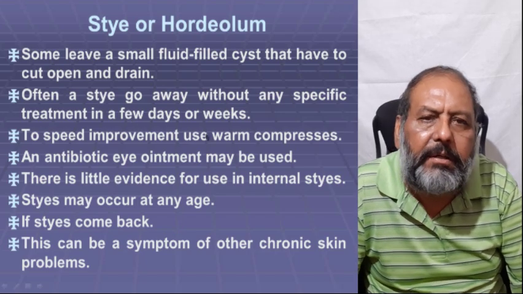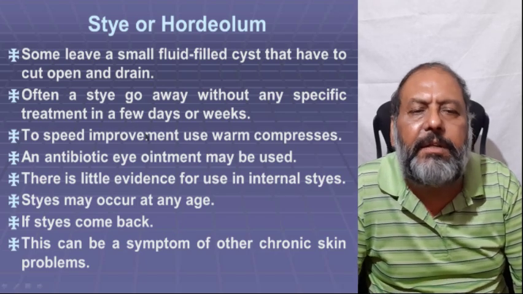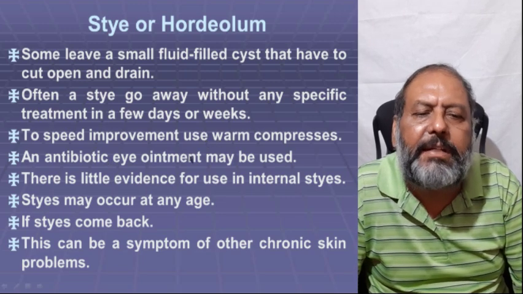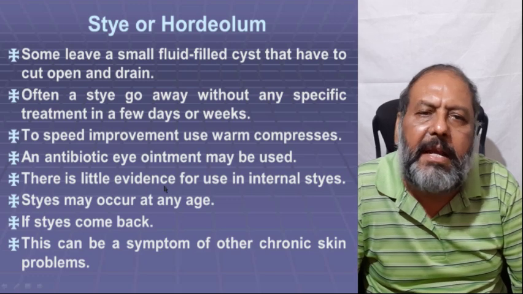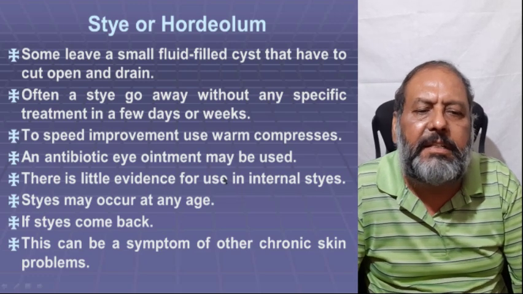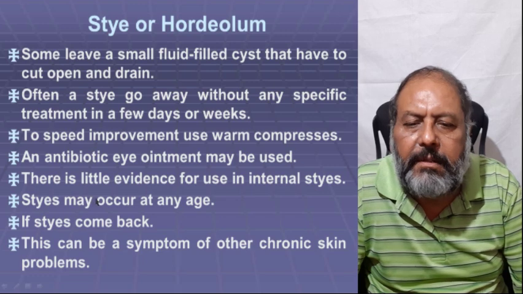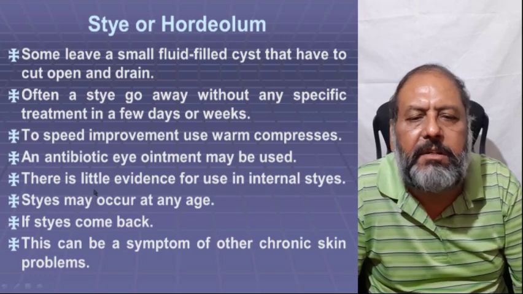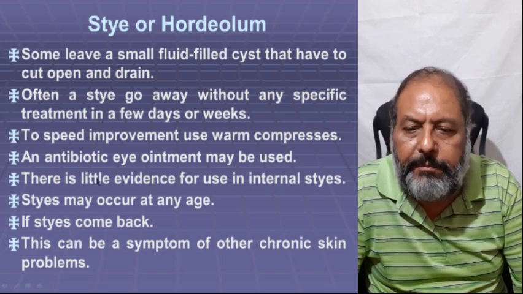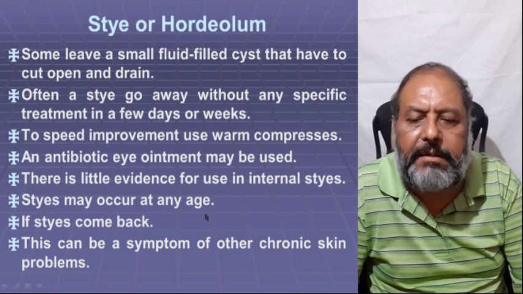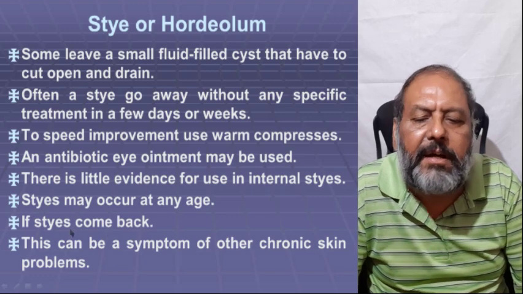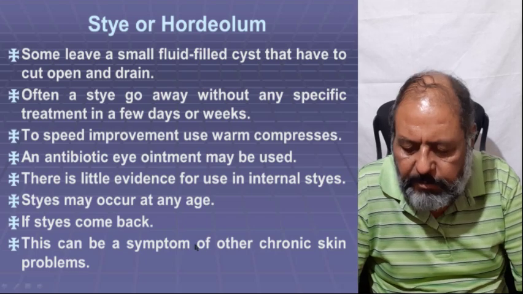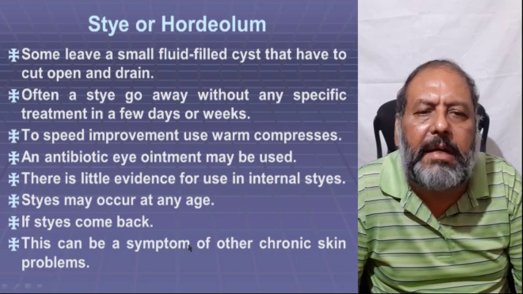Often a stye goes away without any specific treatment in a few days or weeks. To speed up improvement, one can use warm compresses, or antibiotic eye ointment may be used if the infection is more serious. There is little evidence for use in internal styes, and the antibiotic ointment is used for external styes only. Styes may occur at any age, and styes come back, and this can be a symptom of other chronic skin problems which favor the growth of the stye or hordeolum.